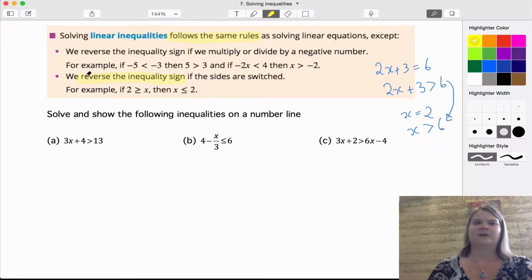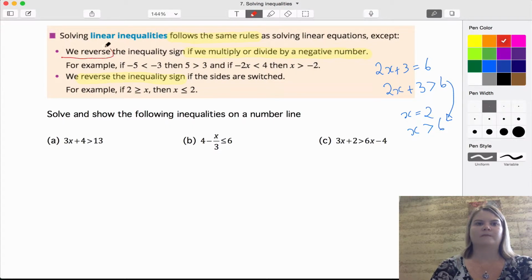The second thing to remember is if we multiply or divide by a negative number while you're trying to solve your inequality, then you need to reverse the inequality sign. For example, if you've got negative 5 is less than negative 3, and you wanted to get rid of the negative signs, you could just divide by negative 1, get rid of the negative signs, and you would need to flip this inequality sign around to the opposite.